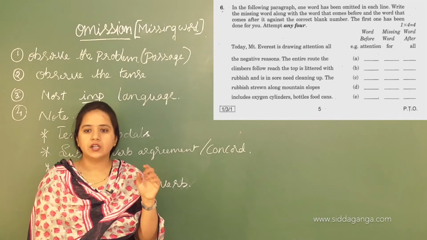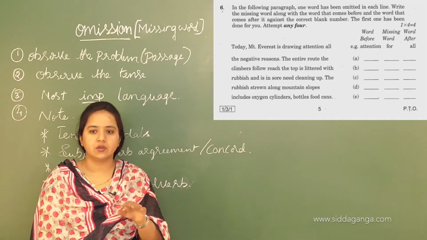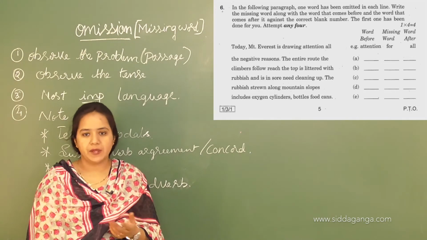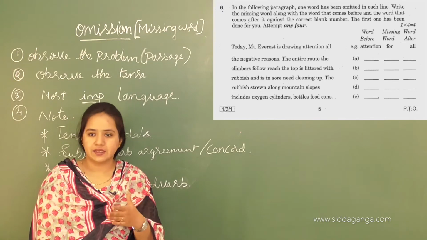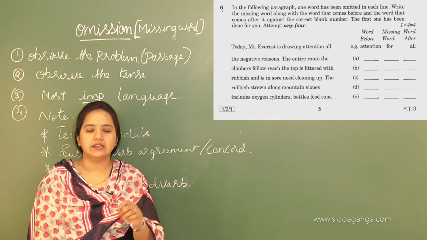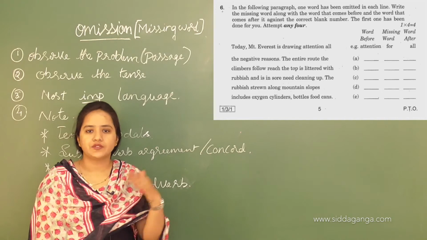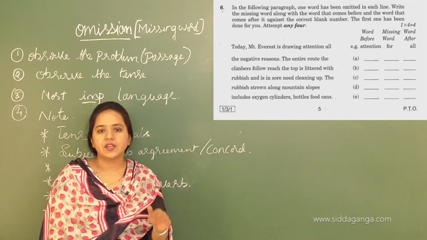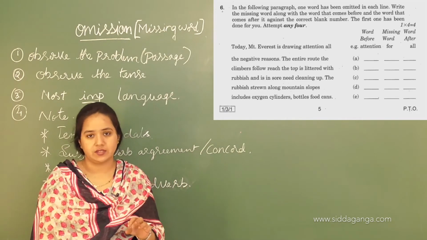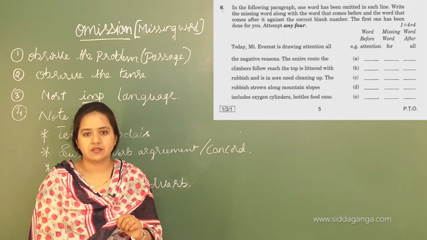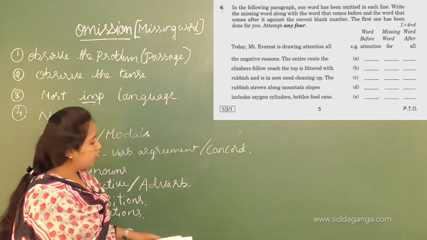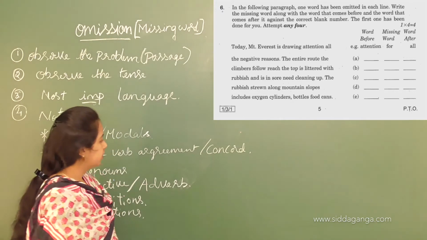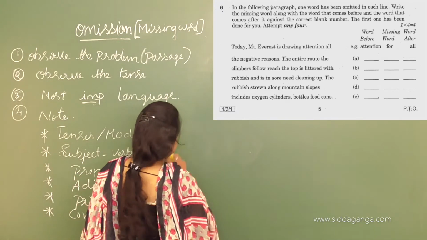You have three columns in this omitted passage. There is a word before, the missing word, which is the second column, and the next is the word after. This is how you get your question in your question paper pattern, in your examination also. So let's see how we are going to find out the answer. I will write down here.